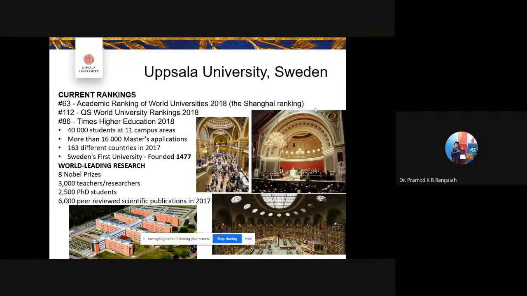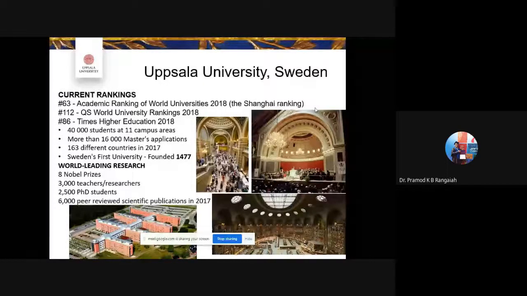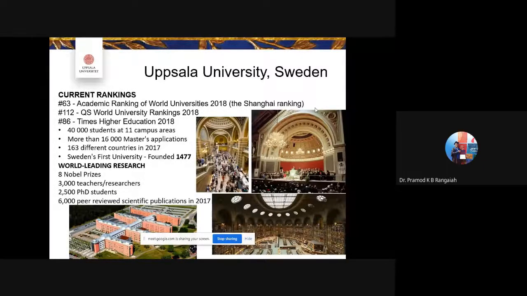Before starting with my topic, I would like to talk about our university. Uppsala University is one of the oldest in the Scandinavian region, and it is the first university, founded in the 14th century. It has good rankings across the world, like 63 in academic ranking, QS 102, and Times Higher Education 86. We have more than 40,000 students across various campuses, more than 16,000 master's students, and it has attracted students and faculty from more than 163 nations. The best part is that it has 8 Nobel Prizes.